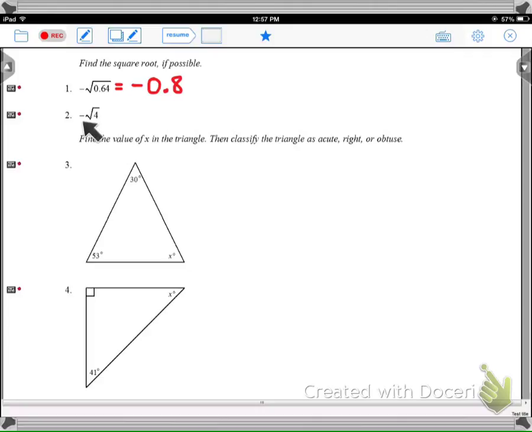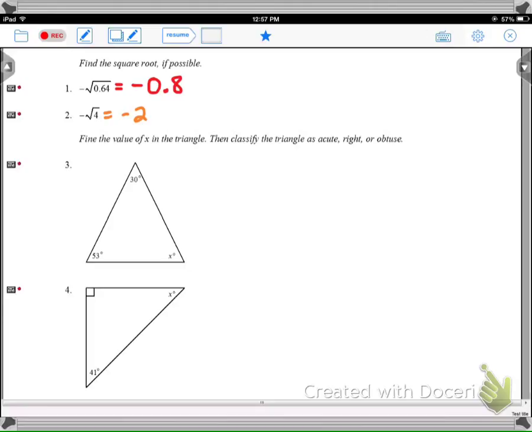This one also asks for the negative square root, this time the negative square root of 4. So the answer is going to be negative, since that's what it asked for, and the square root of 4 is 2. So that's the answer to number 2. The negative square root of 4 equals negative 2.